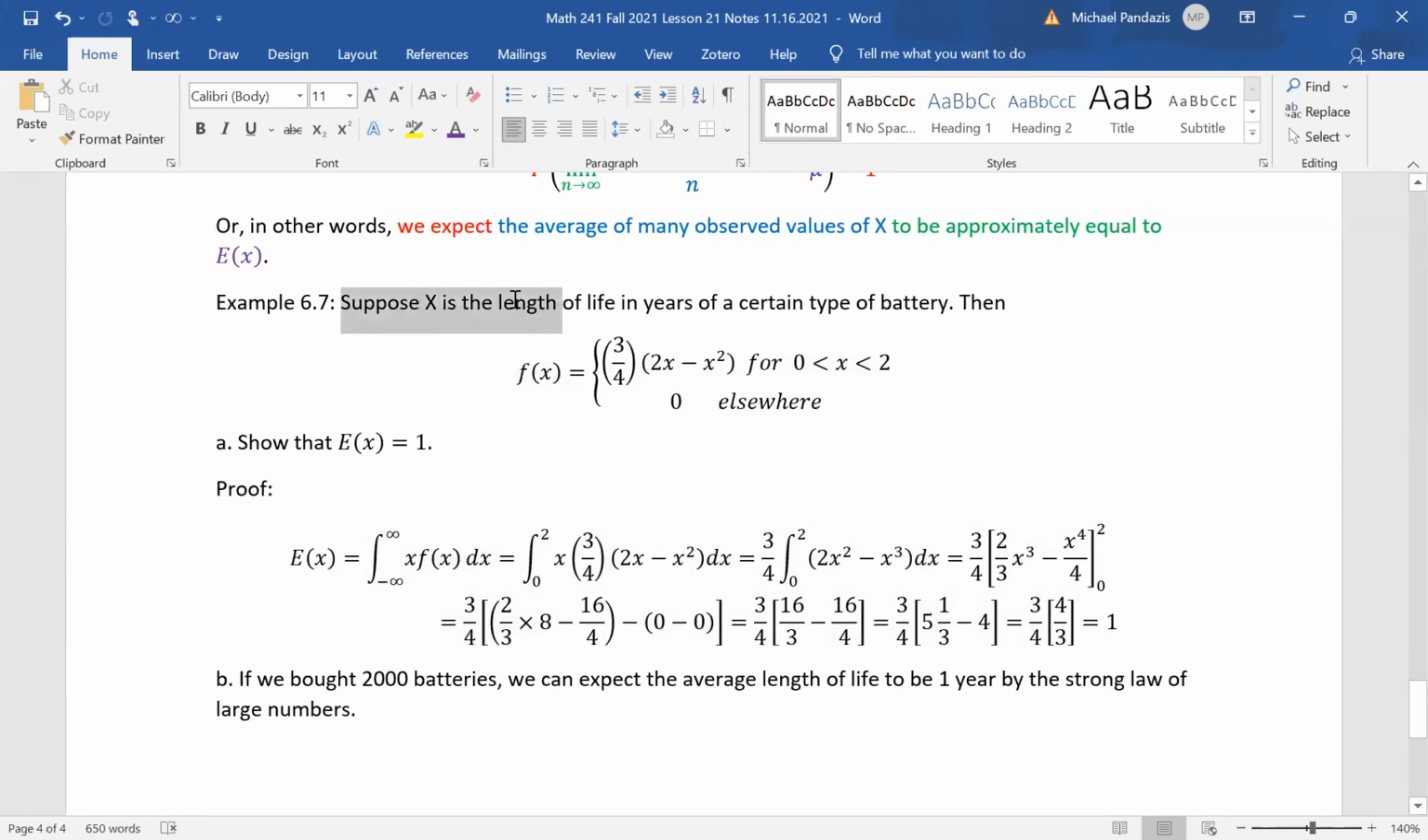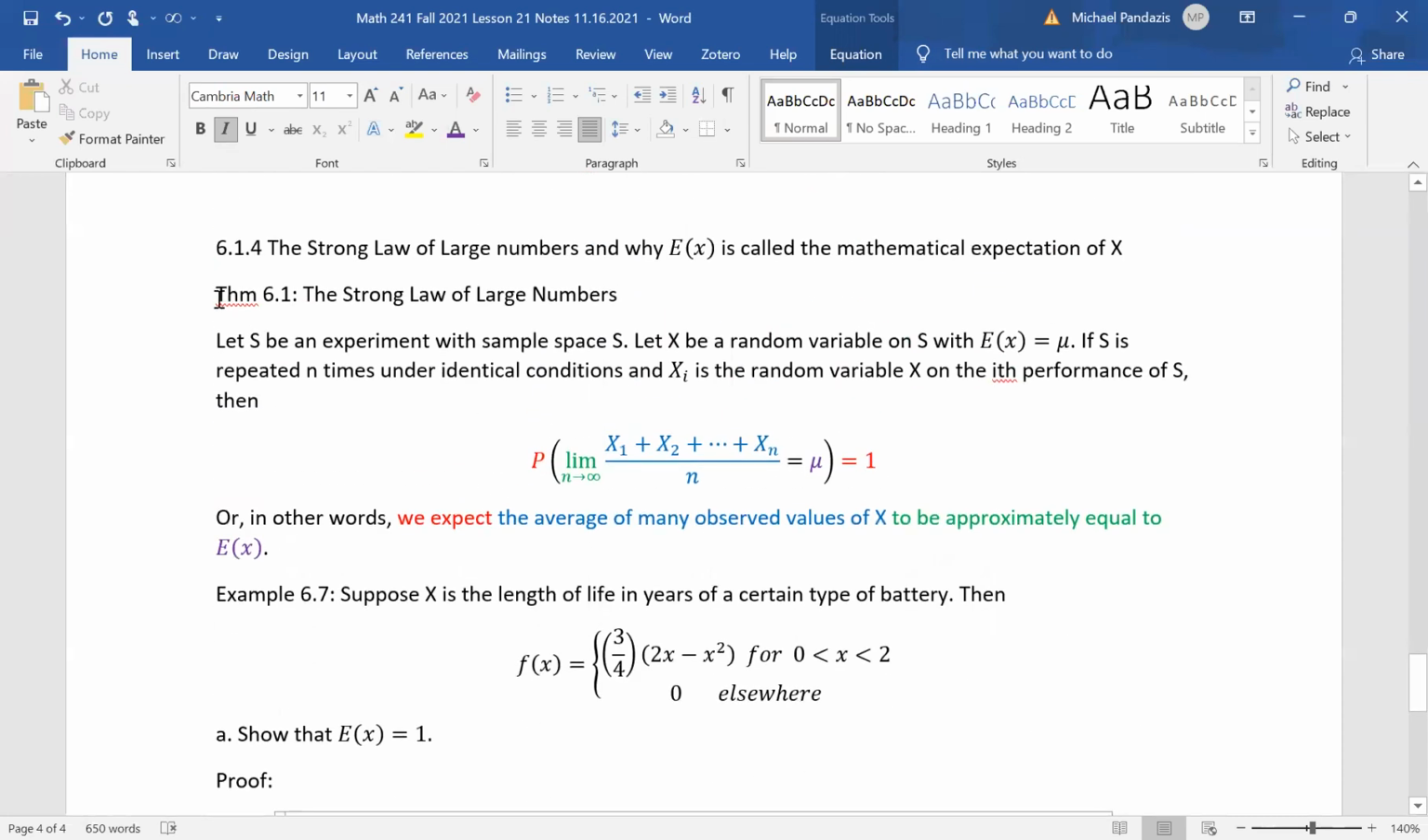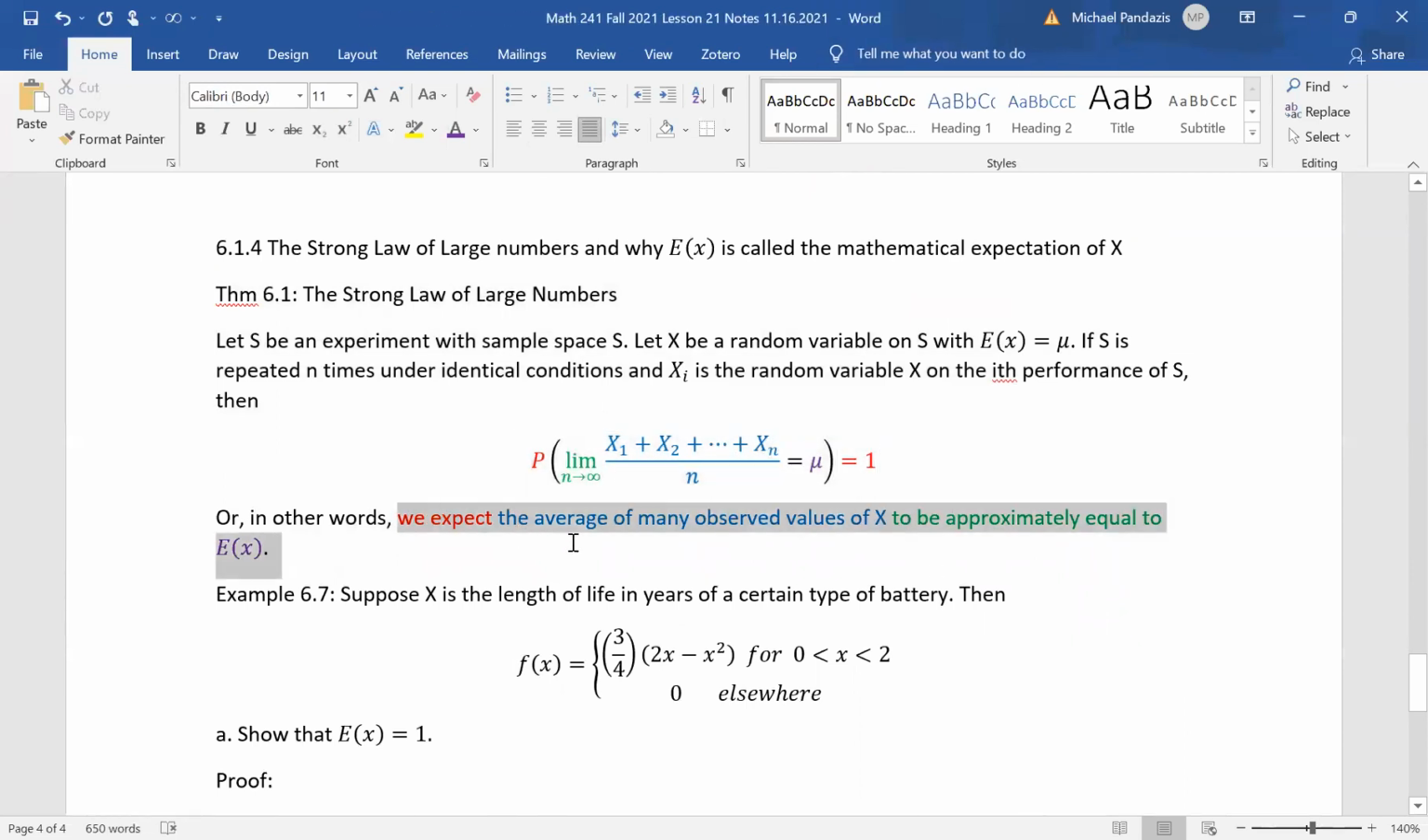X is the length of life of a certain type of battery. So the expected value is 1, right? What that's saying is that if you keep doing the experiment a very large number of times, meaning a large number of batteries, then on average their length of life should be 1 year. That's what we said earlier about the strong law of large numbers and the probability of this limit equaling 1: we expect the average of many observed values of x to be approximately equal to E of x.